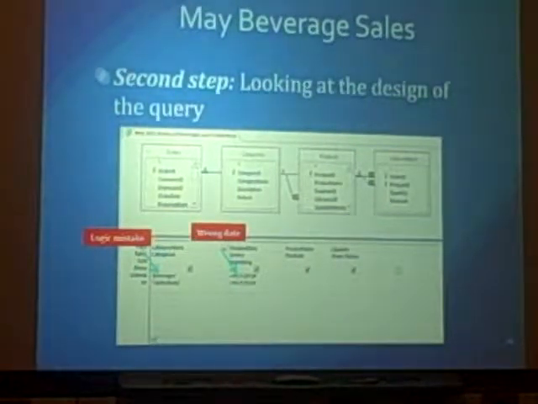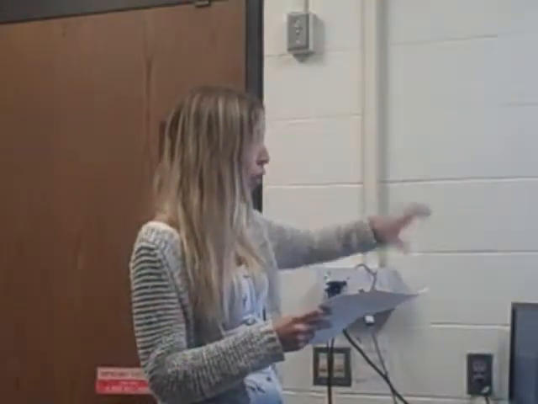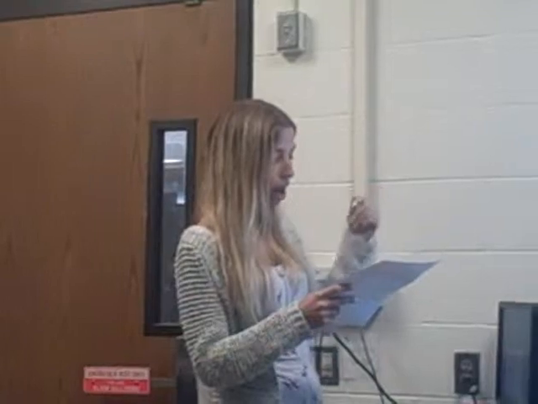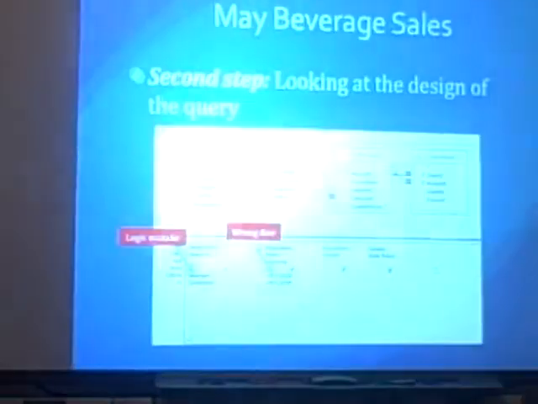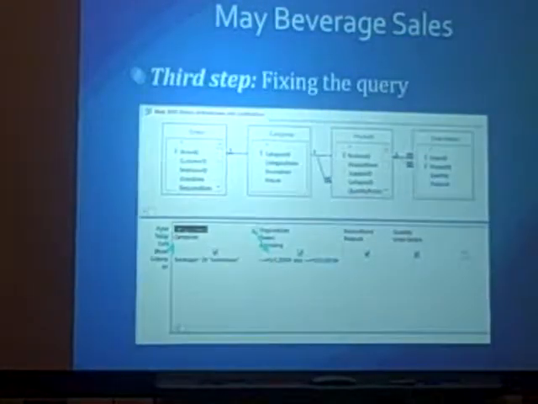First, in the category name field, the criteria beverages and confections was written in 2 different lines, so that was giving us some problems. And also in the ship date field, the dates entered were wrong. So the third step was to fix the query, to correct those mistakes.